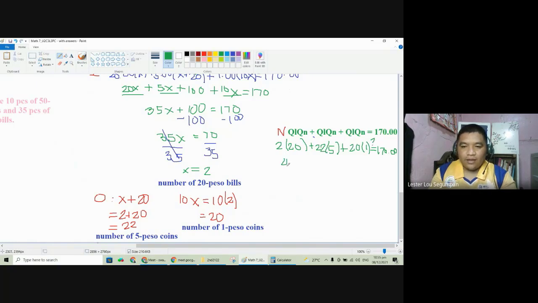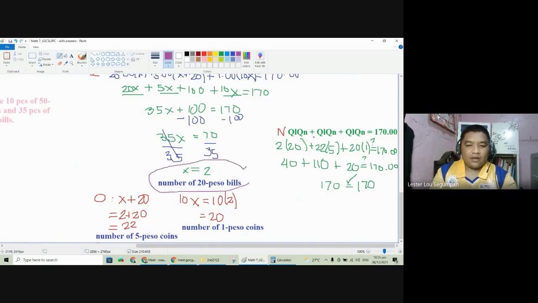2 times 20 will have 40 plus 22 times 5. Need to multiply that properly. You have 110. 20 times 1, 20. Question mark still, even if it looks like the same already. 40 plus 110, 150, plus 20, 170. Finally, we are now sure that the results, 2 pieces of 20 peso bills, 22 pieces of 5 peso coins, and 20 pieces of 1 peso coins, sum up to 170 peso savings.